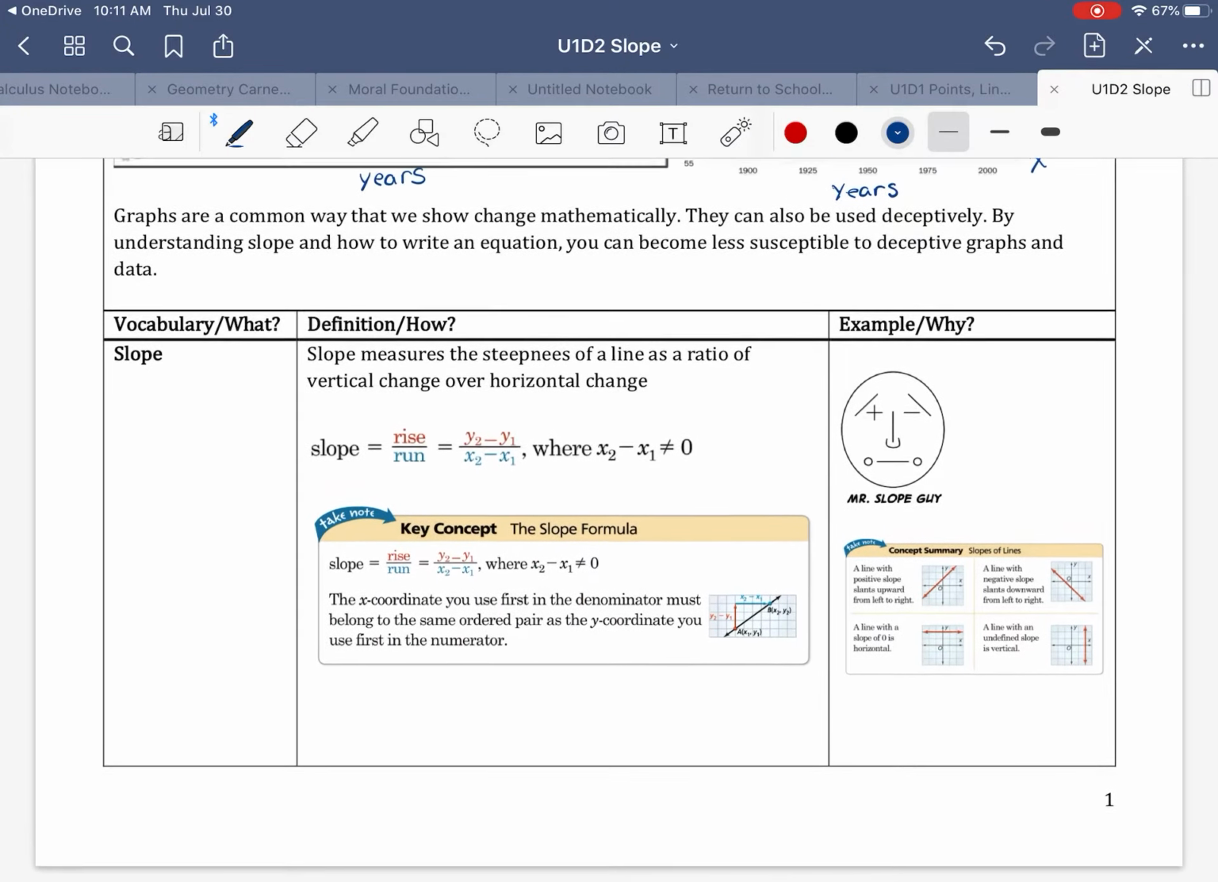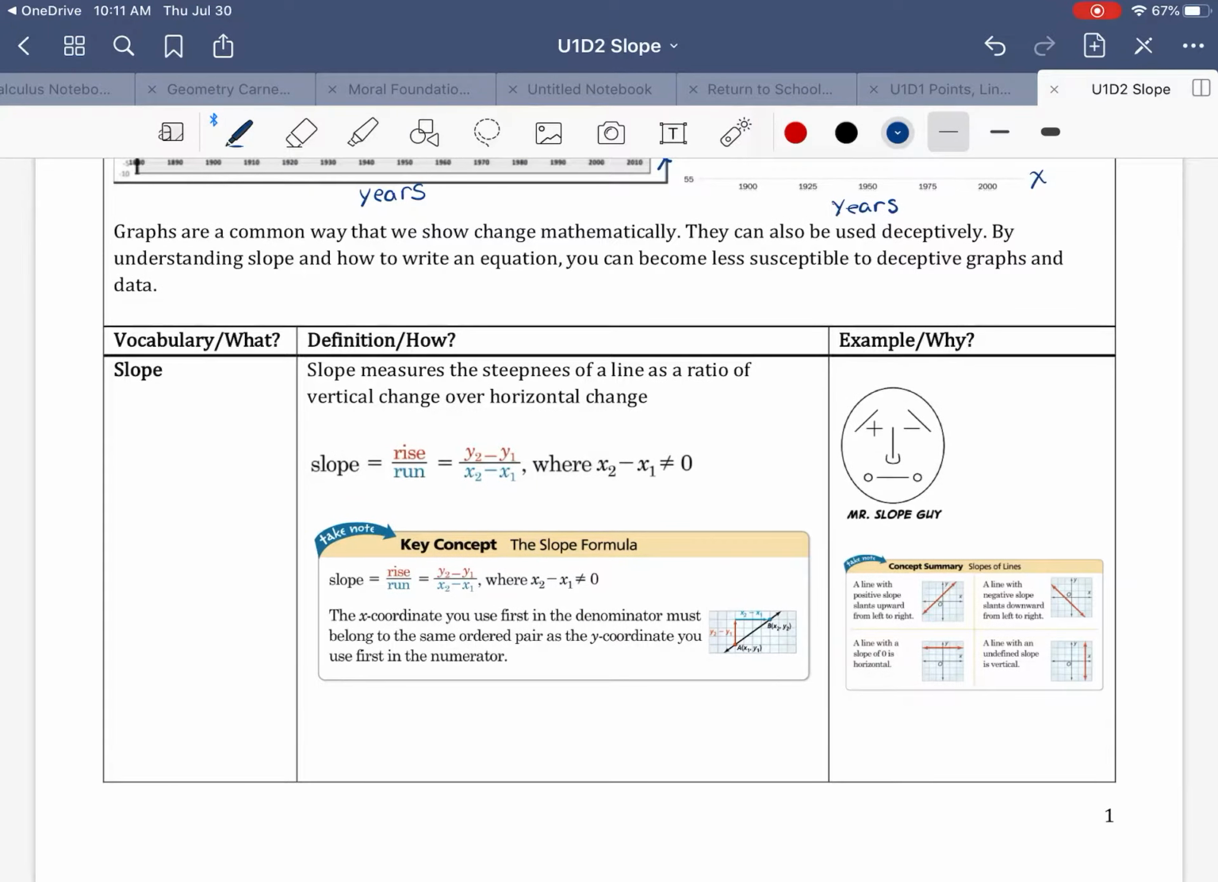So let's start off by understanding what slope is. Now, slope measures the steepness of a line as a ratio. And another way to think about ratio is a fraction of vertical change over horizontal change. And many of you guys might have heard of that as rise over run. How much are you going up and down versus how much are you going to the right?